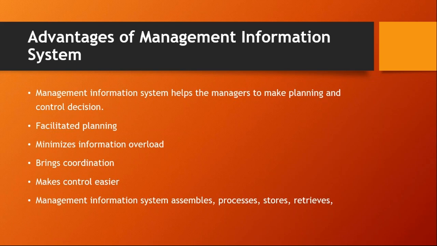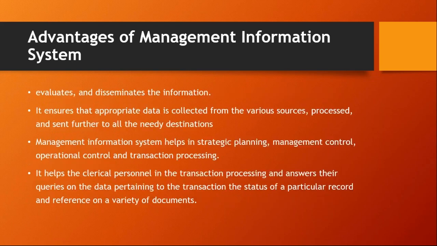It helps to facilitate planning. It minimizes information overload, just like we've been explaining. It brings about coordination. Everybody knows what to do at the particular time. It makes control easier. Then management information system assembles, processes, stores, and retrieves data, just as I've been explaining earlier on. So there are other advantages too. It evaluates and disseminates information. It ensures that appropriate data is collected from the various sources, processed, and then sent further to all the needed destinations. That's where the definition of MIS comes from.